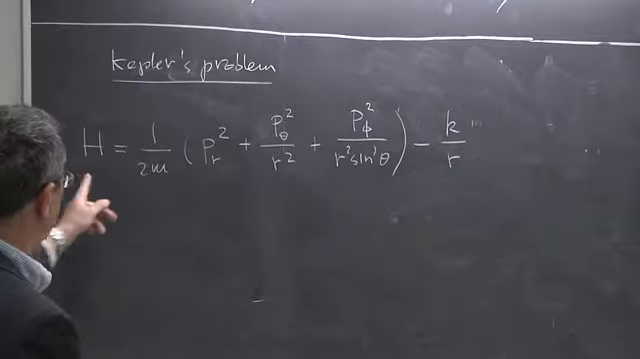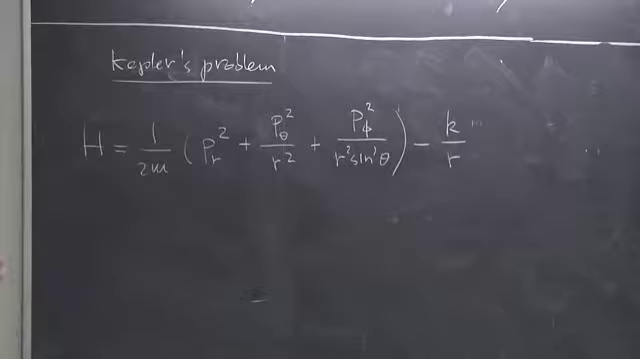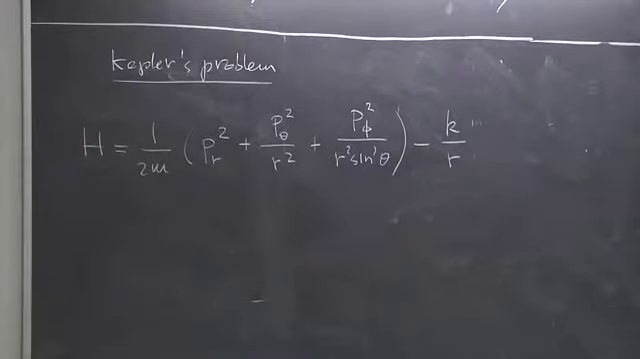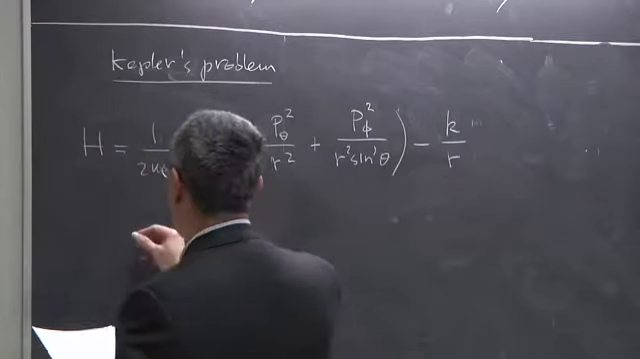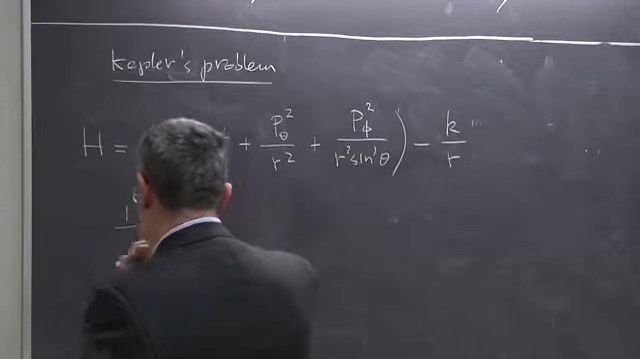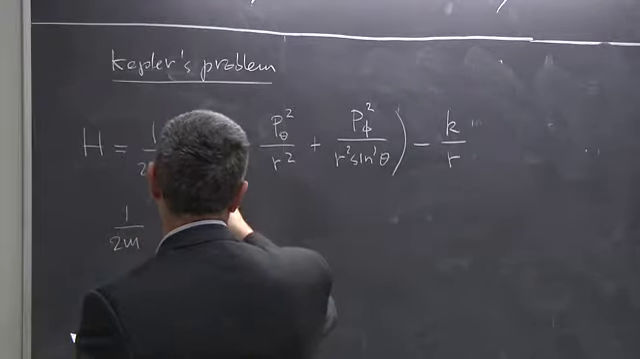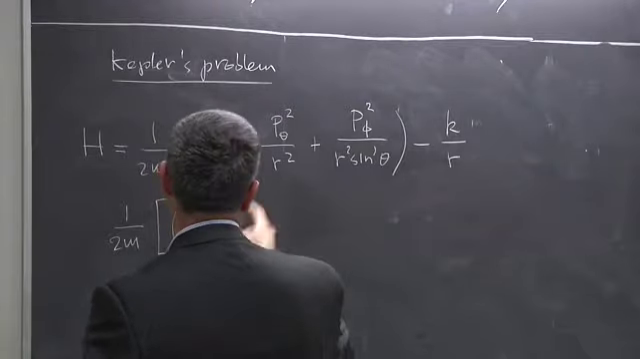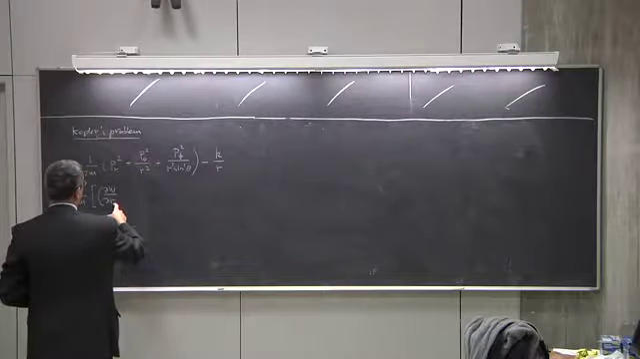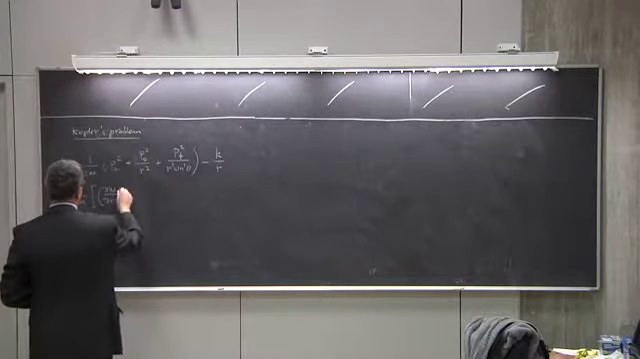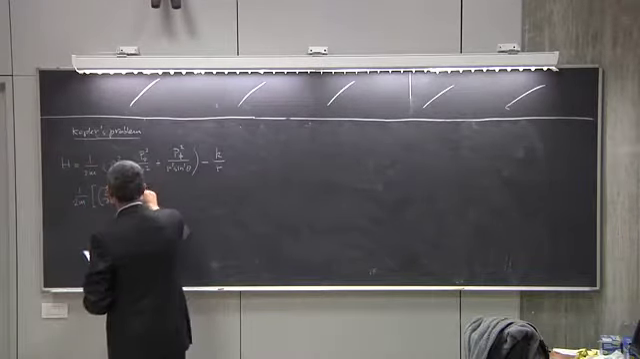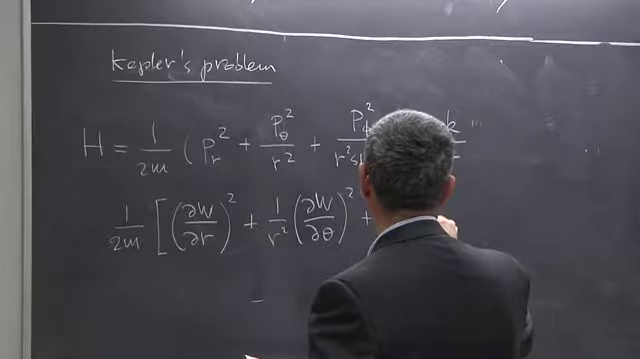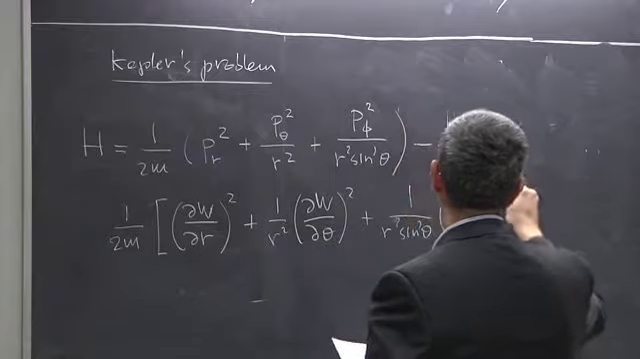And actually, because I already see that we are in a situation in which there is no time dependence, I can use W as before, that is the Hamilton characteristic function, rather than the action S, right? So what is the Hamilton-Jacobi equation? Well, 1 over 2m, I replace the momenta with the derivative of this characteristic function with respect to the conjugate canonical coordinates. So for P r it is dW dr squared, and then I have 1 over r squared dW d theta squared plus 1 over r squared sine squared theta dW d phi squared.